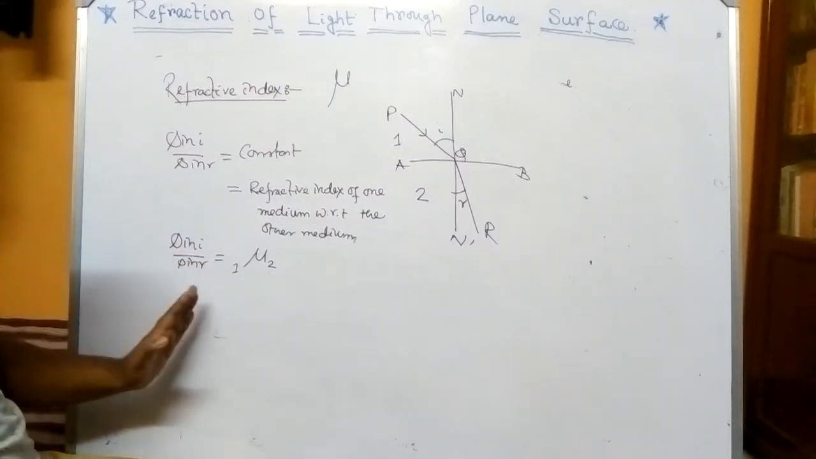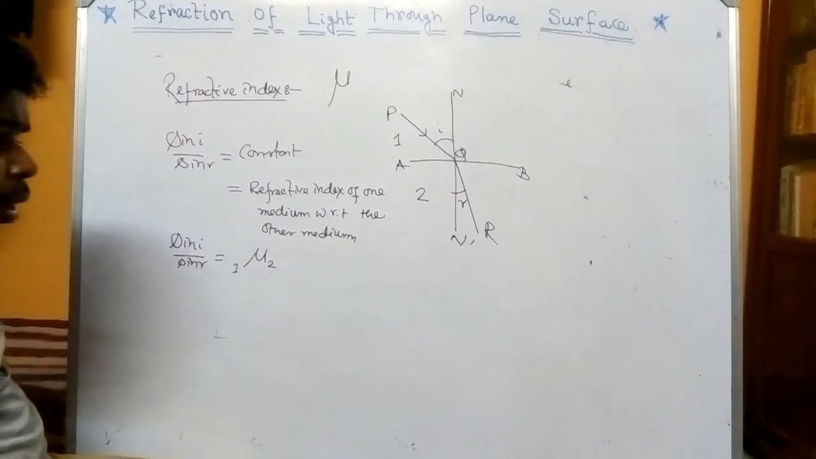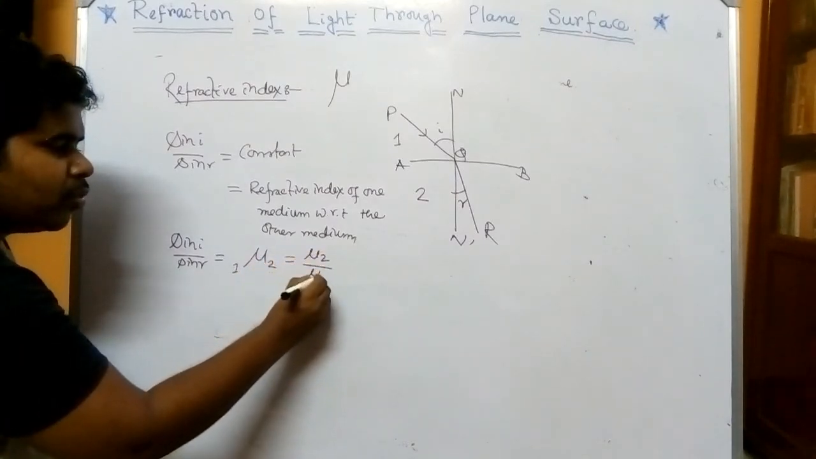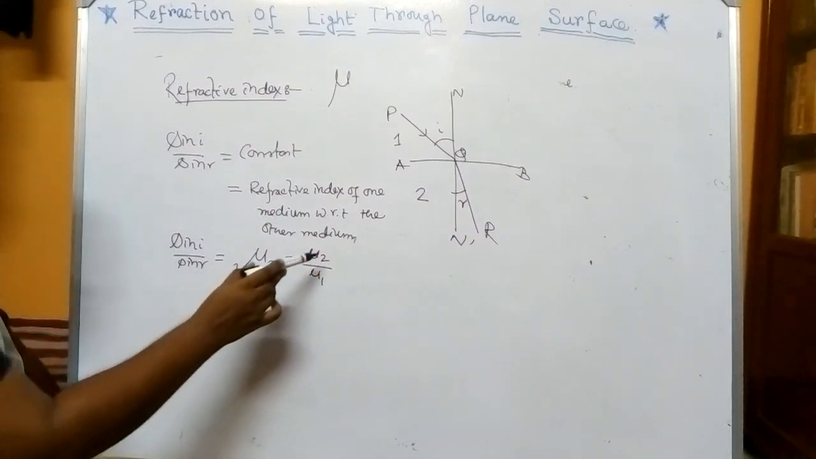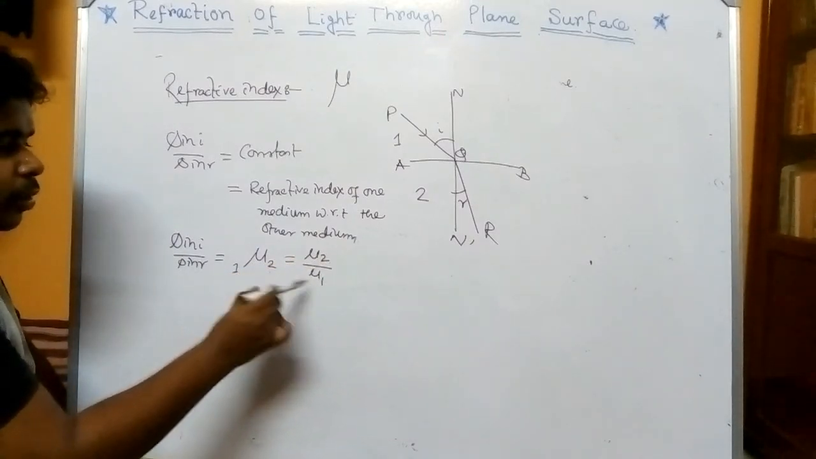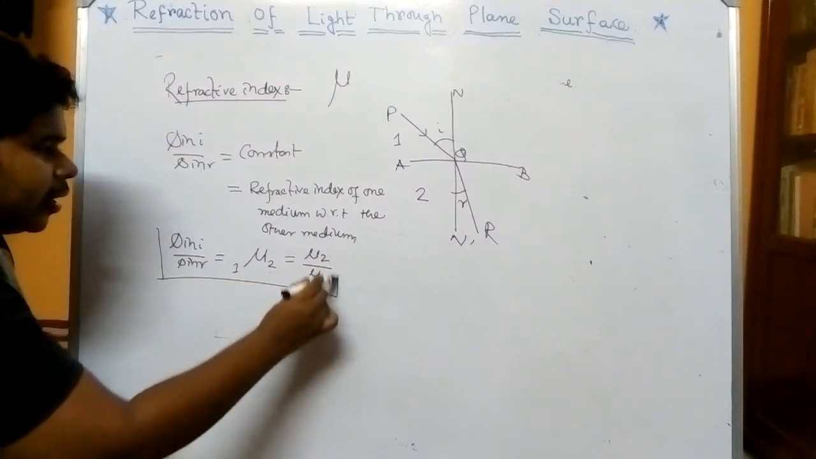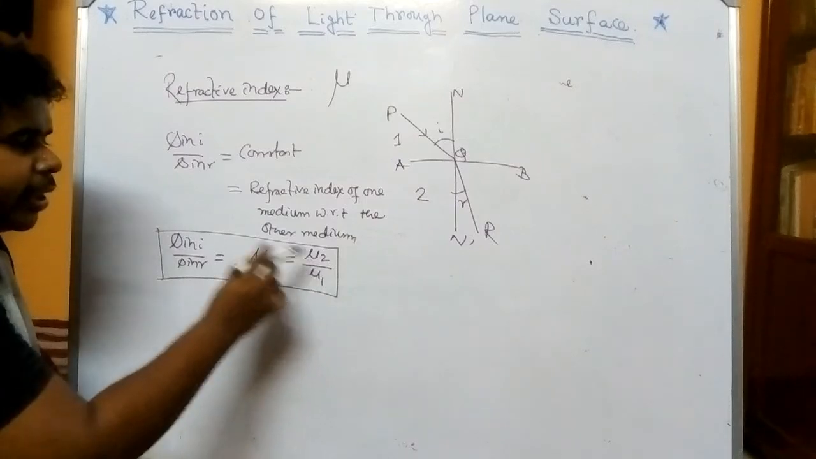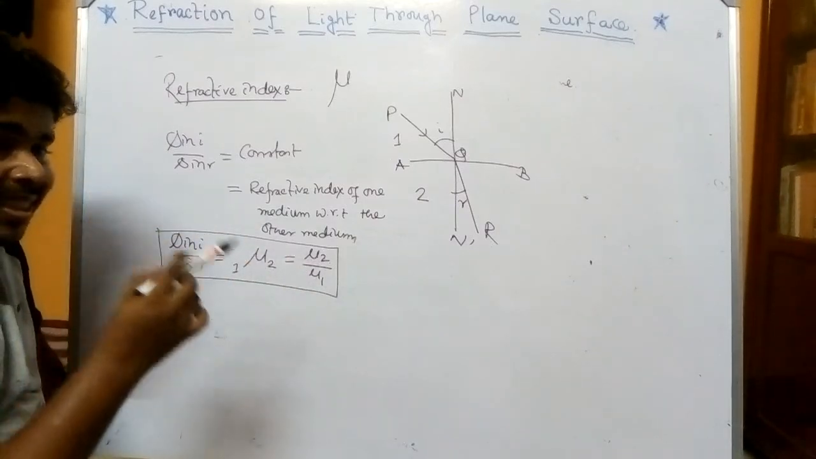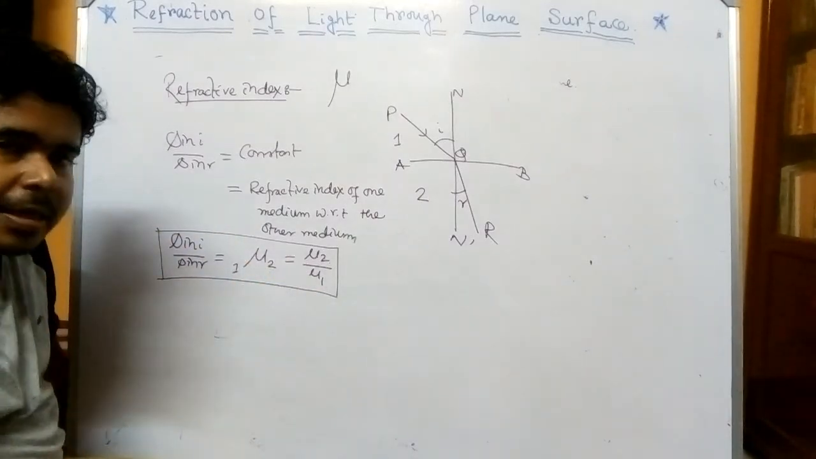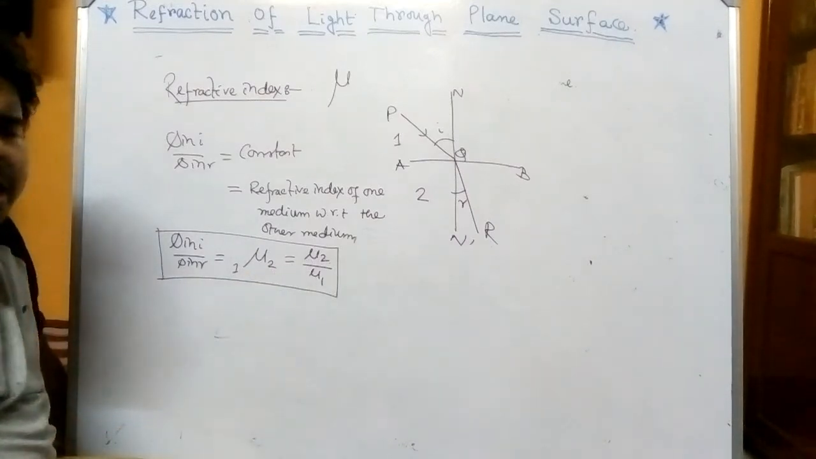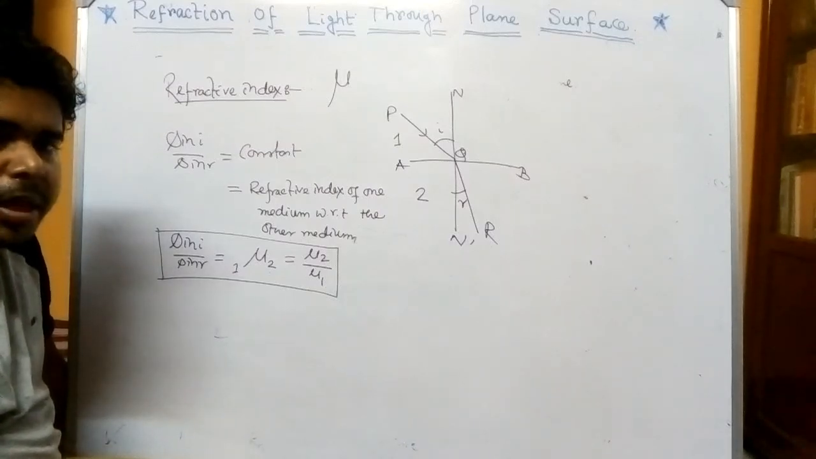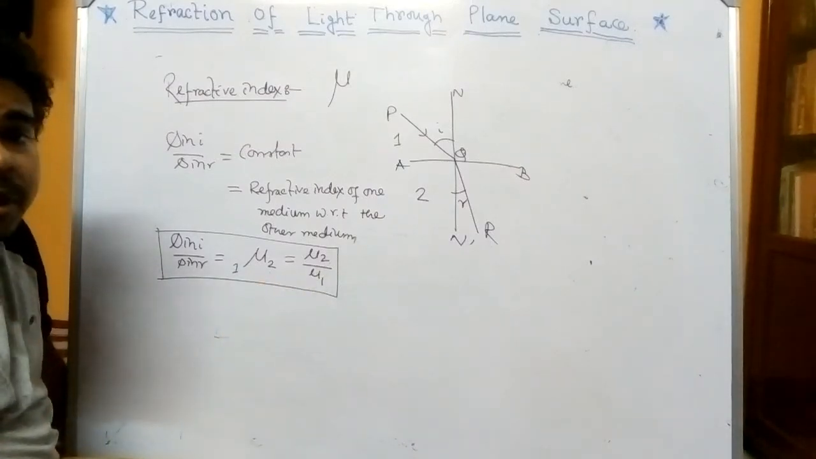Okay, so sin i by sin r equals 1μ2, or it can be written as μ2 by μ1. That is the refractive index of the second medium with respect to the first medium. Now you might be thinking, sir, whenever we have written μ2 or μ1, that is also a refractive index, and it is also measured with respect to another medium. So what is that medium?